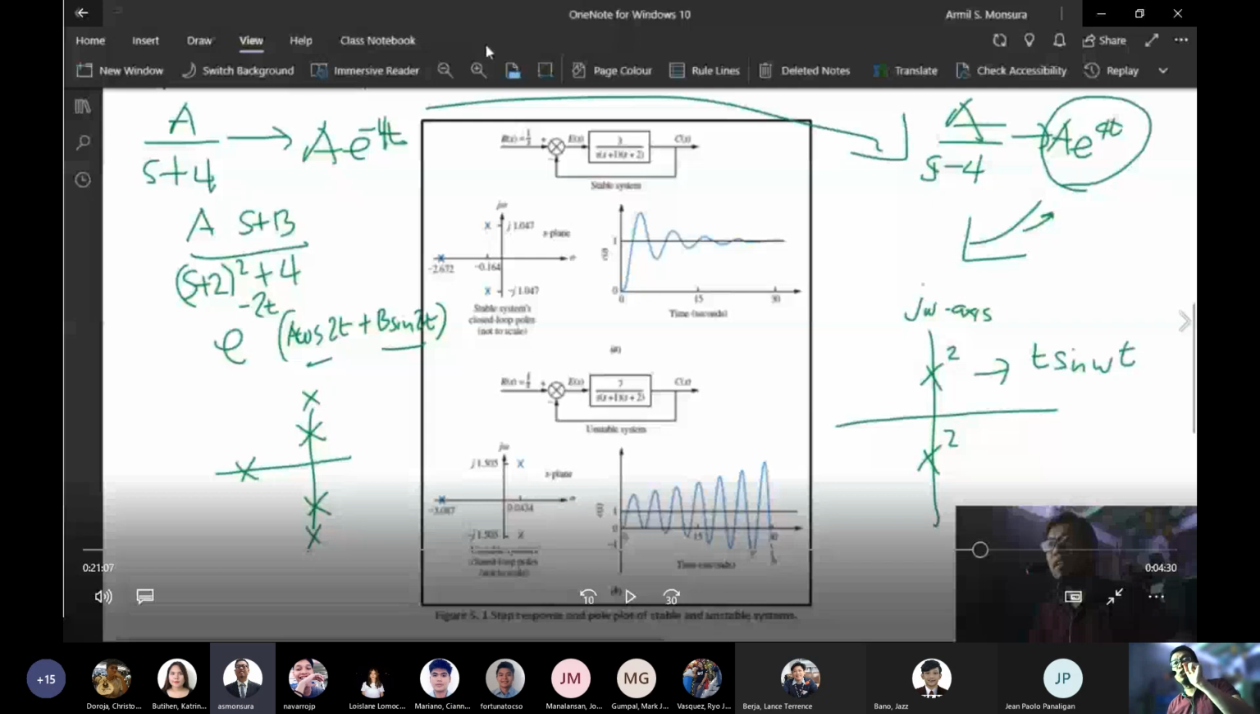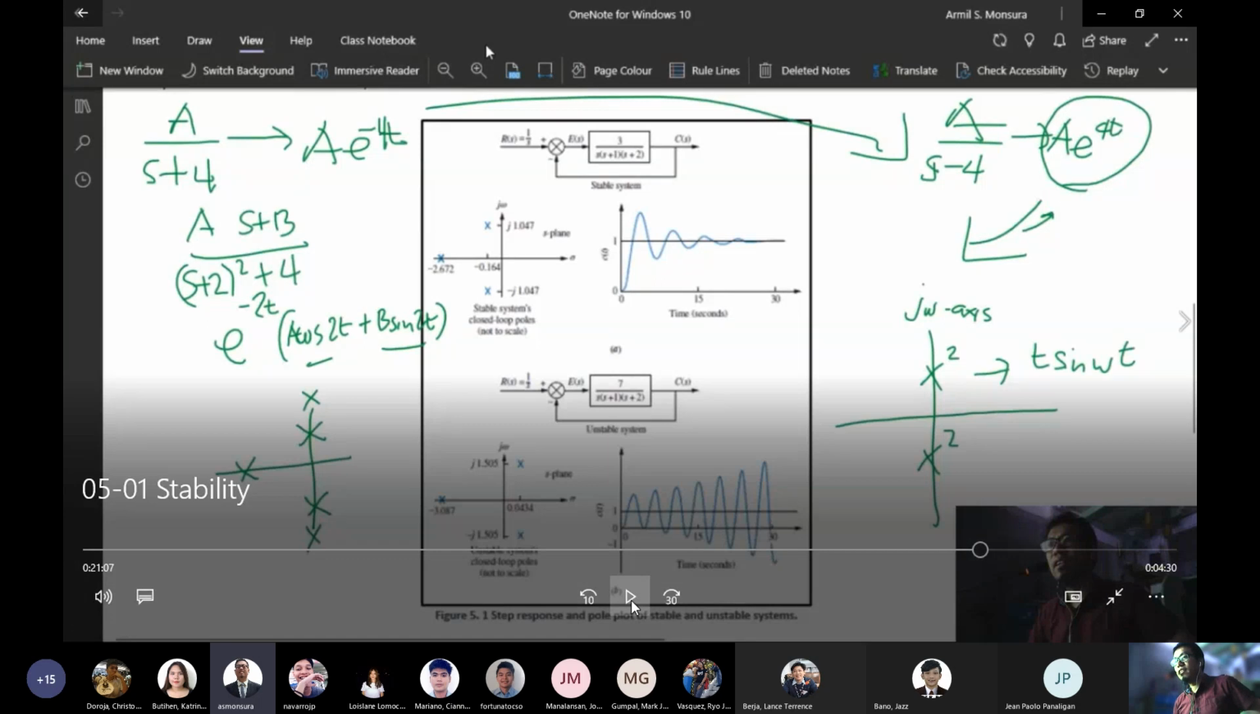Now, how about sa location ng system poles? Anong conditions ang kailangan na ma-fulfill nila so that your system is considered stable? Okay, so as long as our poles are all in the left half plane, so you can say that your system is stable. Okay, so yan yun yung definitions ng stability natin. So sana matandaan natin yan. Okay.